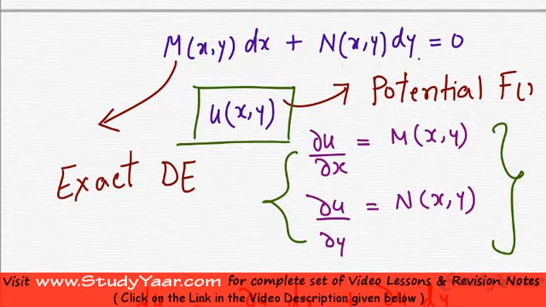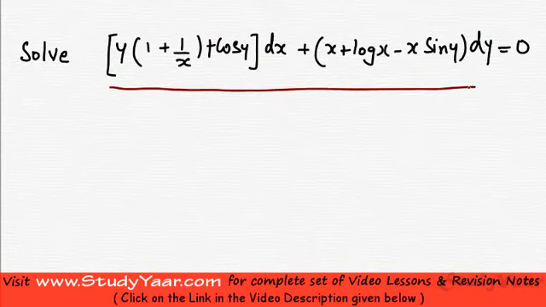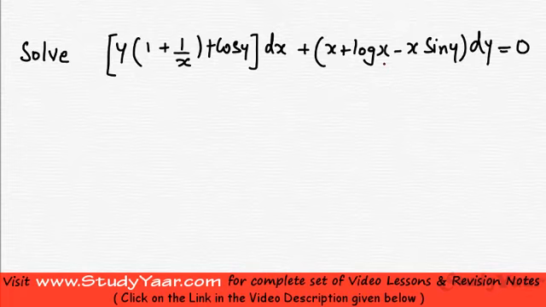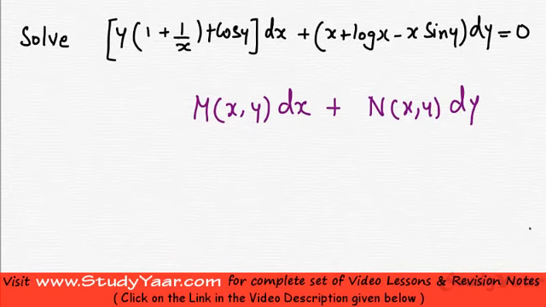Let us try to solve this question on the basis of the discussion that we just had, on the basis of the information on exact differential equations. If I compare this with the standard form of an exact differential equation, which is M dx plus N dy, then I would realize that my M(x,y) is this and my N(x,y) is this. Let us just assume that there exists a potential function.